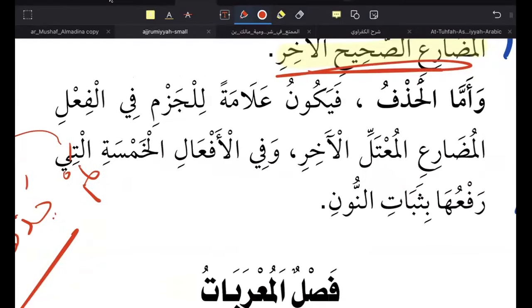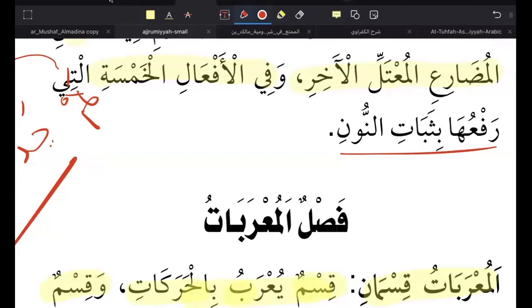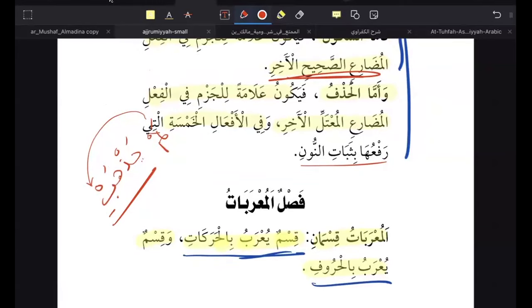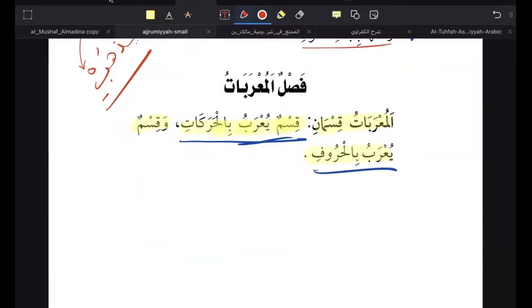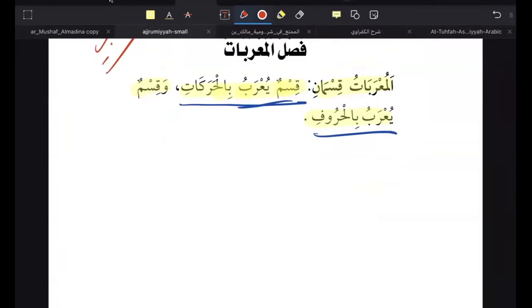And then he said, wa amma al-hadh, hadh means to remove, fayakunu alamatan lil-jazmi fil fi'l al-mudari mu'tal akhir wa fil af'ali al-khamsa. The removing happens in two different situations. One of the situations is, he said, when you have what? Mu'tal al-akhir. At the end, you have huruf al-illah. We'll talk about this. Another one is al-af'al al-khamsa. Let me talk about the al-af'al al-khamsa, because we have covered it already. It's the same situation.